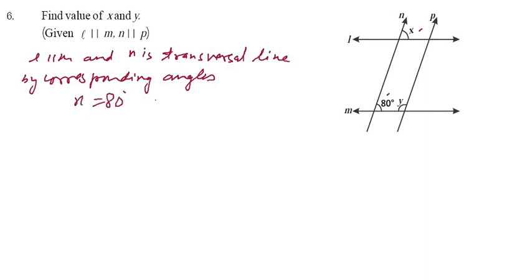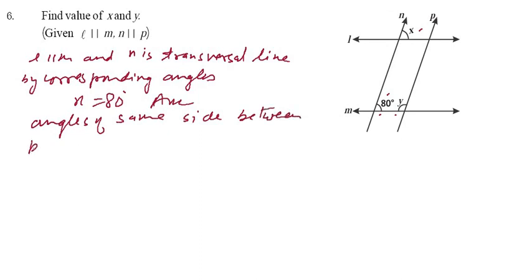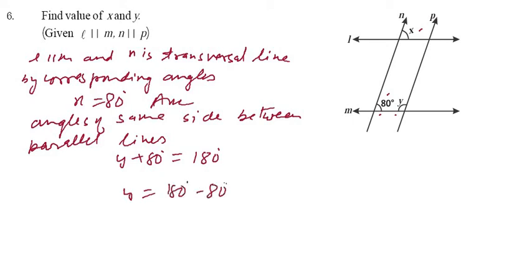It's your first answer. Now angle of same side. So these angles are same side. You can write here angles of same side between parallel lines is 180 degrees. So you can write here Y plus 80 degrees will be equal to 180 degrees. So Y will be equal to 180 degrees minus 80 degrees. So Y will be equal to 100 degrees. So that one is your answer. So we can find X and Y.